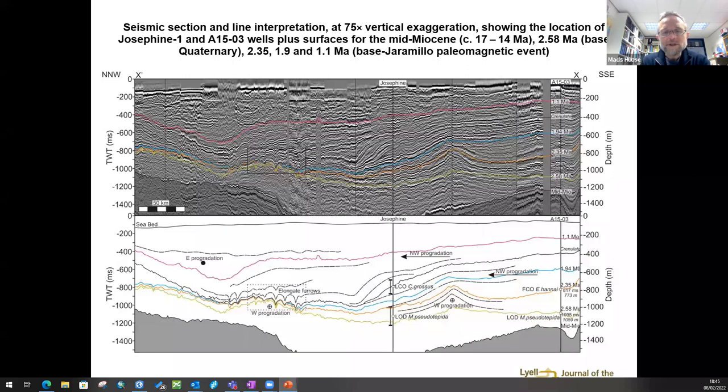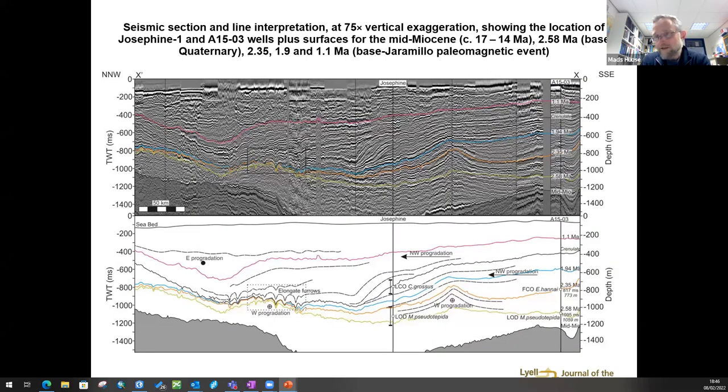What you also see here is the evidence for the age calibration. So that's in the A15-03 borehole. And those particular surfaces that are colored are the ones where we have a good idea about the age. The 1.1 million years age comes from the Central North Sea, not from the Dutch borehole. So that's what we have at the moment.